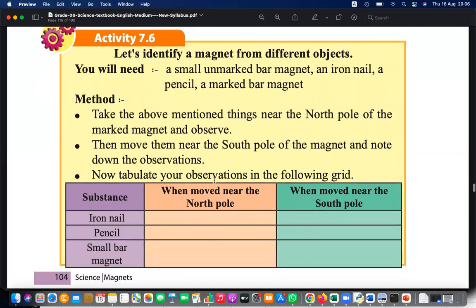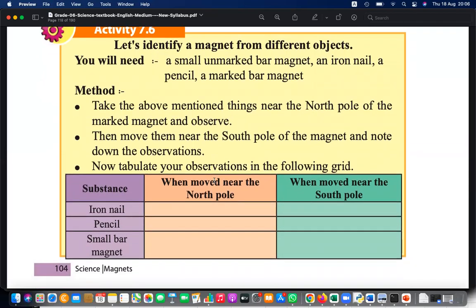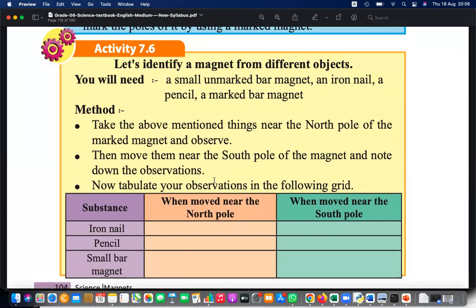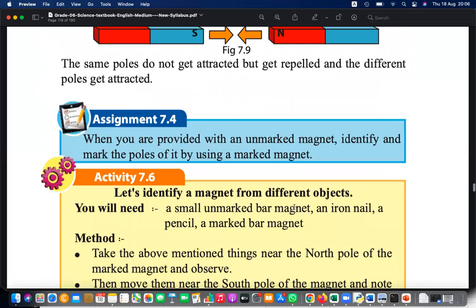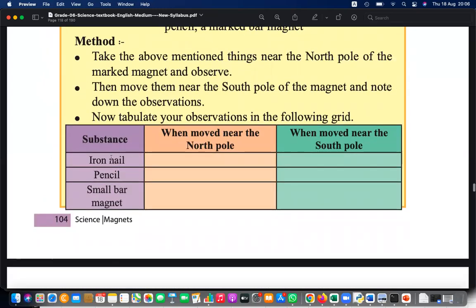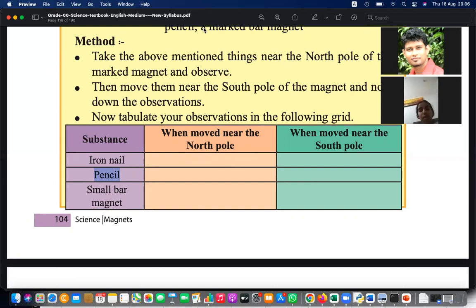Okay, you can try with different objects. That was with the different poles, but if you try with objects like an iron nail, a pencil, or a small bar magnet, what are the observations? The iron nail will attract to both the north pole and the south pole. That is the observation. What about the pencil? Will it attract to the north pole, or to the south pole, or will it remain as it is? It will remain as it is.